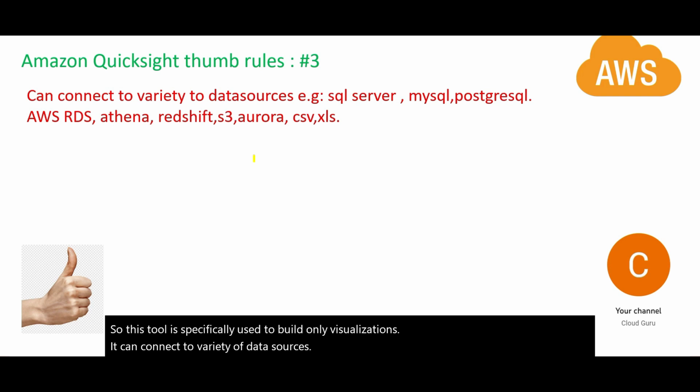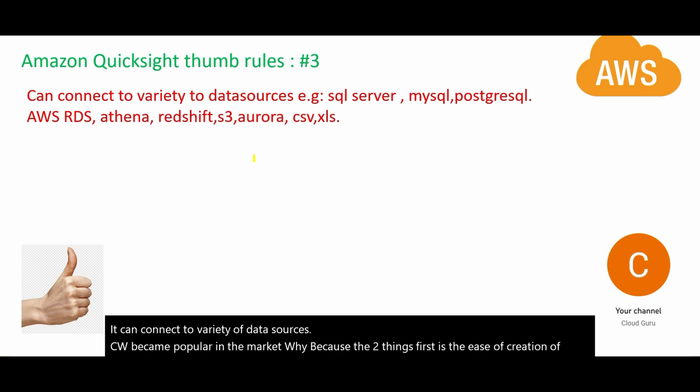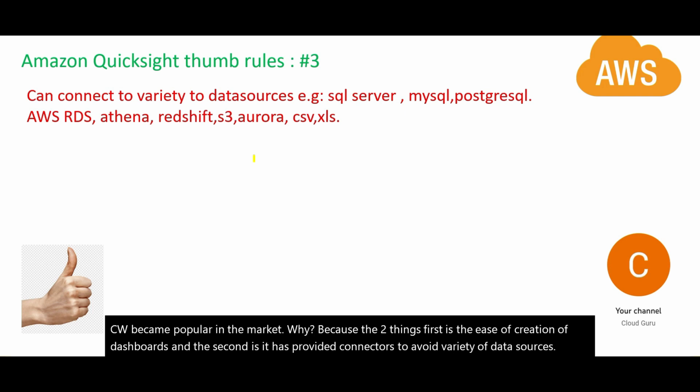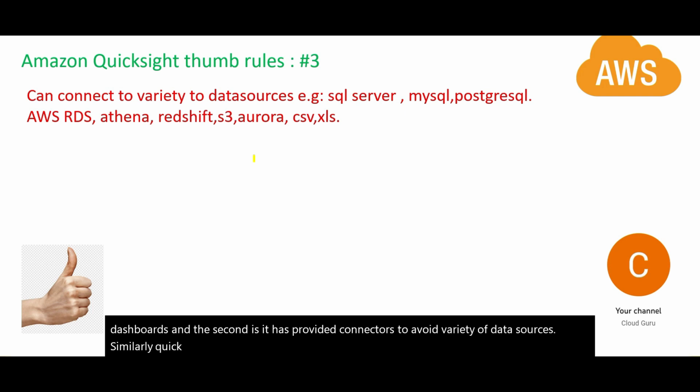See, Tableau became popular in the market. Why? Because there are two things. First is the ease of creation of dashboards, and the second is it has provided connectors to a wide variety of data sources. Similarly, QuickSight boasts that it can also connect to a wide variety of data sources.